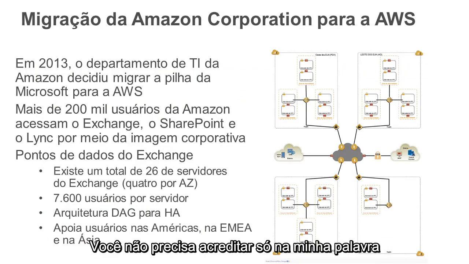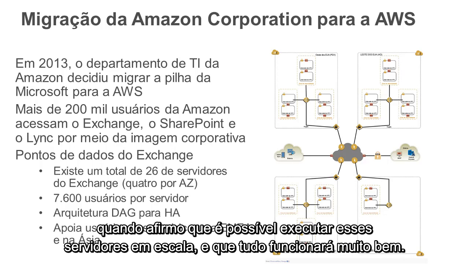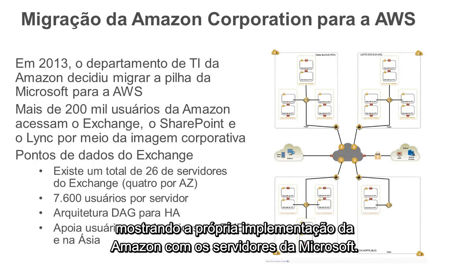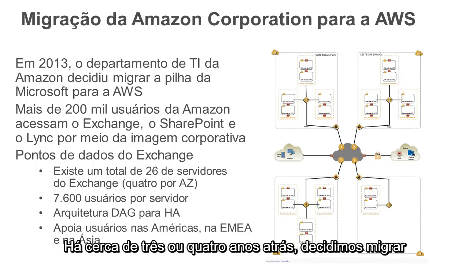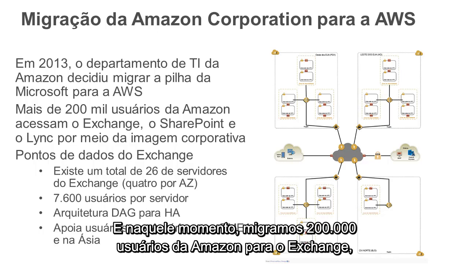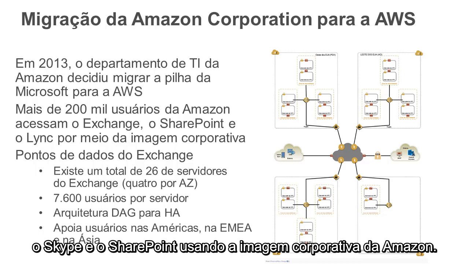Now, I wouldn't tell you to just take it on complete faith that you can run these servers at scale and everything will run great. I prefer to give you an example, the example that's listed here of Amazon's own implementation of the Microsoft servers. So about 3 or 4 years ago, we decided to migrate the Microsoft servers from on-premise to AWS. And at the time, we migrated 200,000 Amazon users to Exchange, Skype, and SharePoint using the Amazon corporate image.